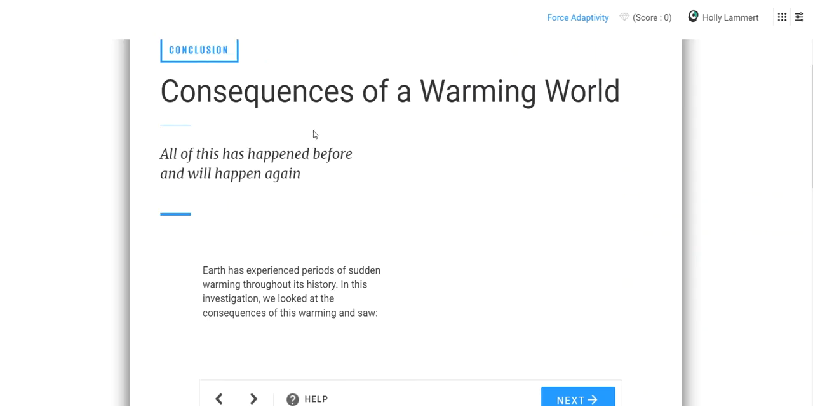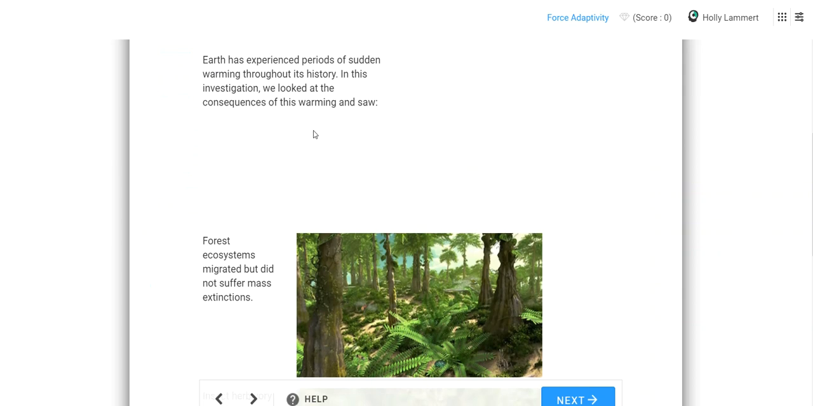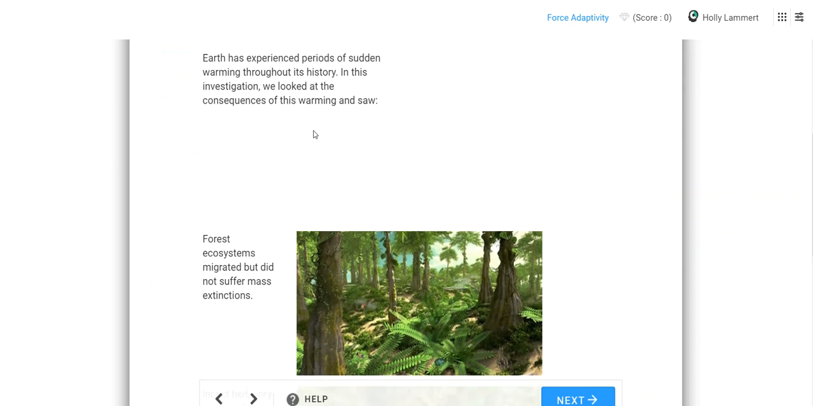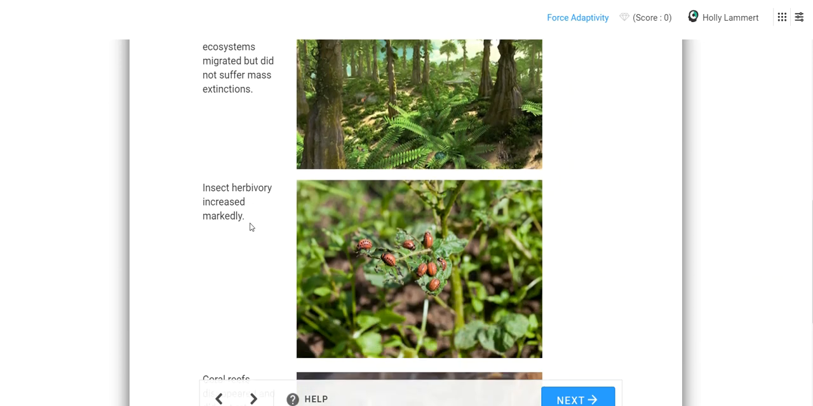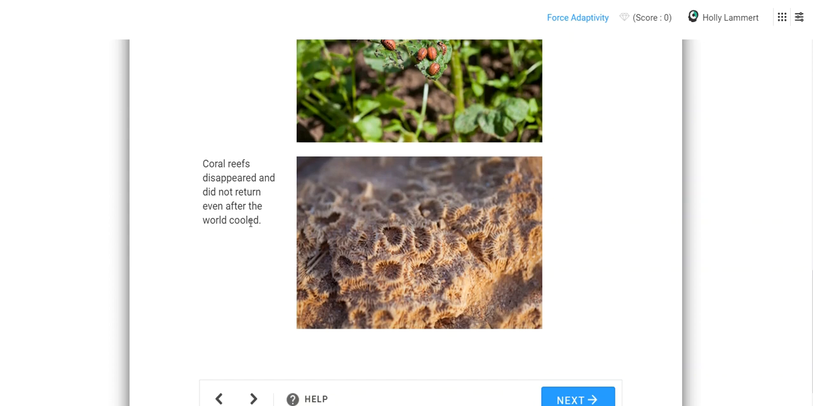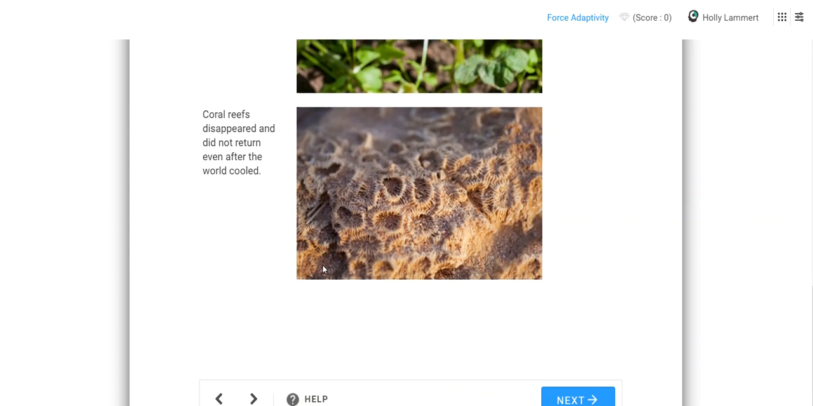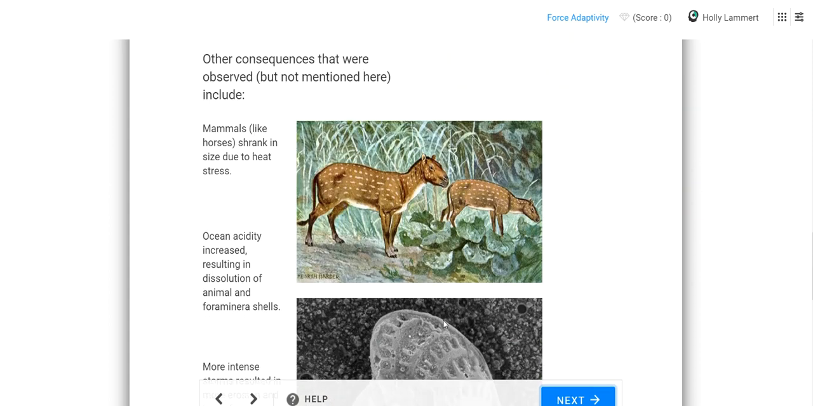And review. In conclusion, the consequences of a warming world all has happened before and potentially can happen again. Earth has experienced periods of sudden warming throughout history. In this investigation, we looked at the consequences of this warming and saw forest ecosystems migrated but did not suffer mass extinctions. Insect herbivory increased markedly, and coral reefs disappeared and did not return. And I have all of that now in my notes. Other consequences that were not observed.